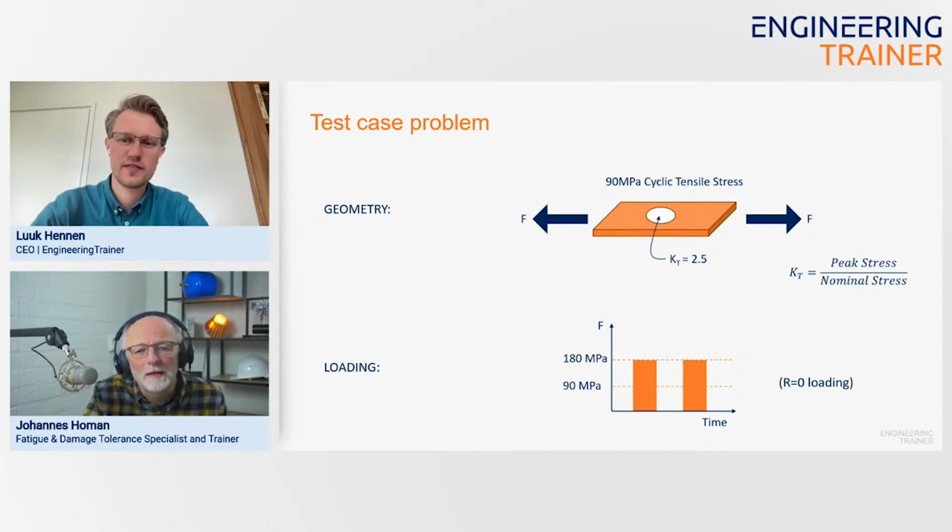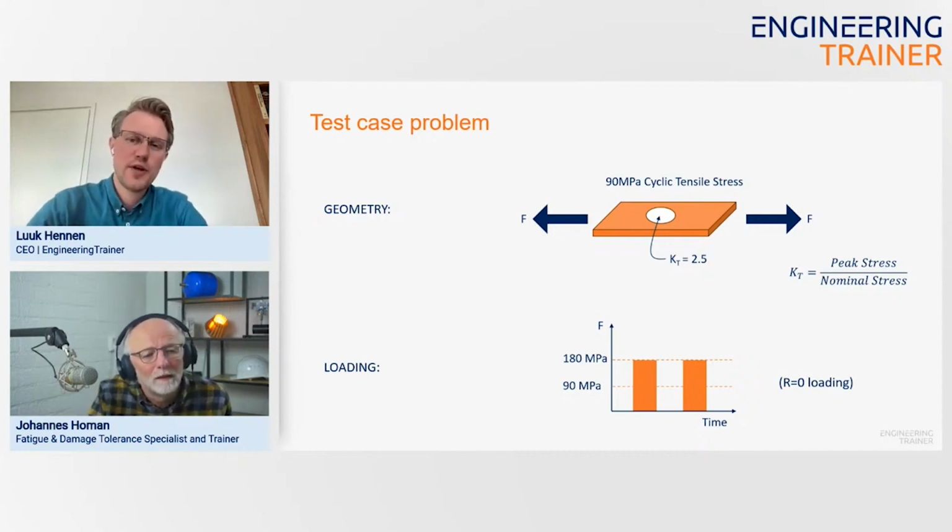The loading we apply is a cyclic loading with a mean stress level of 90 MPa and also an amplitude of 90 MPa, megapascal, giving a maximum stress level of 180 MPa, a minimum of 0 MPa, and we call that an R equals 0 loading. R is in this case the ratio between the minimum and the maximum stress level within the cycle. And since the minimum stress level is 0, we call it R is 0.